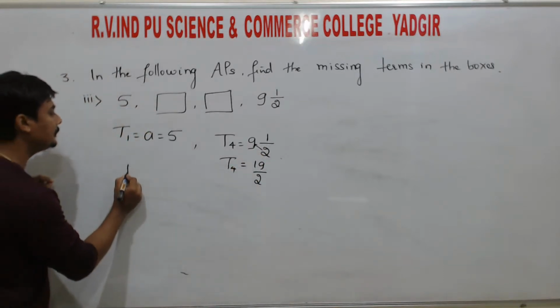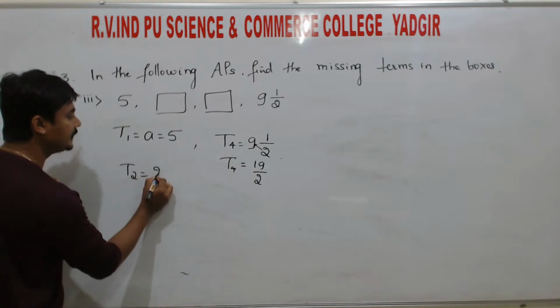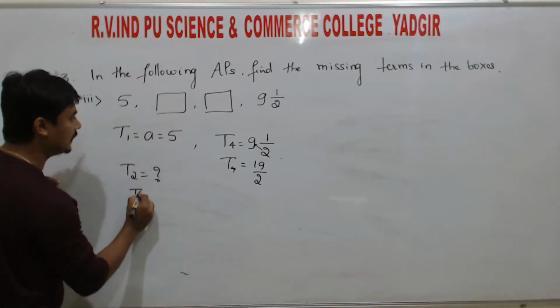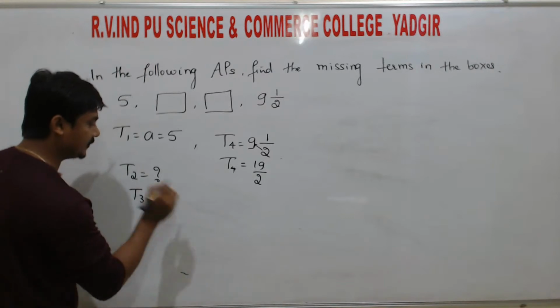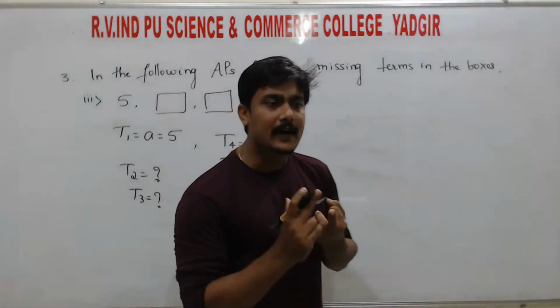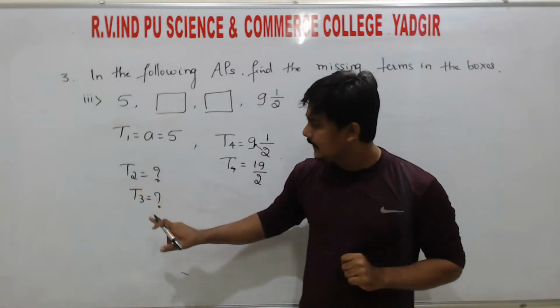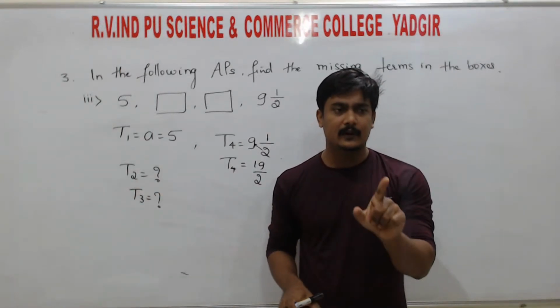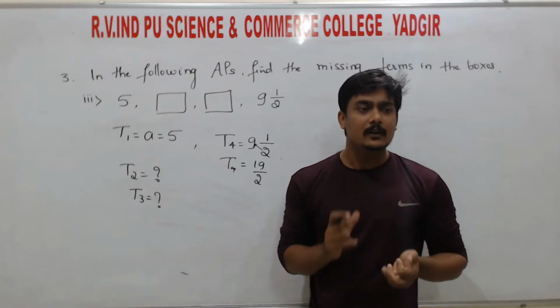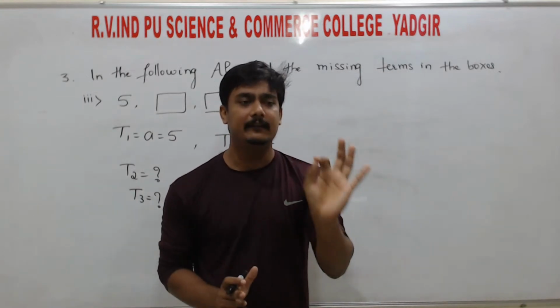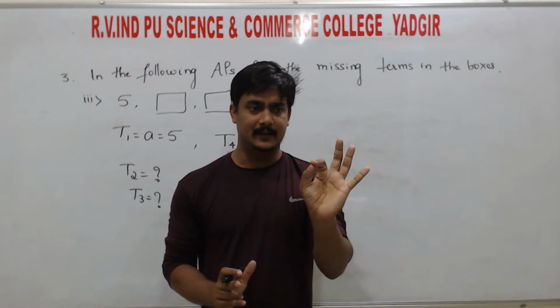What are we asked to compute? We are asked to compute T2 and T3. To compute T2, what is the formula? A plus D. To compute T3, what is the formula? A plus 2D. What do we need to know? We need to know the A value and the D value.